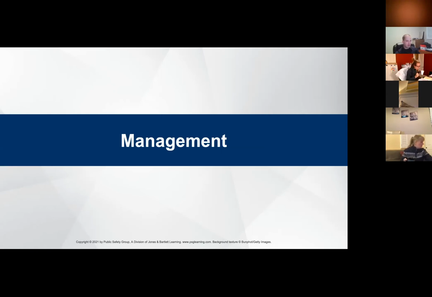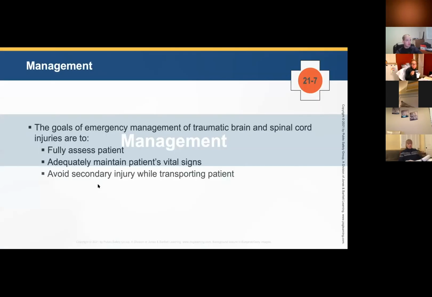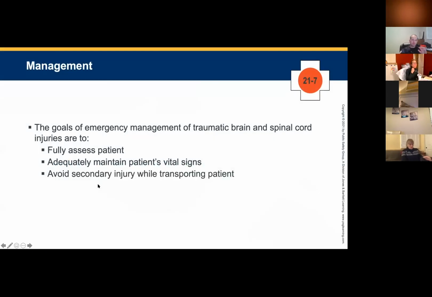We were talking about how we're going to manage these individuals with head, neck, and back injuries. The goals of emergency management of traumatic brain and spinal cord injury are: one, we want to fully assess the patient; two, we want to adequately maintain vital signs; and three, we want to avoid secondary injury while transporting the patient.